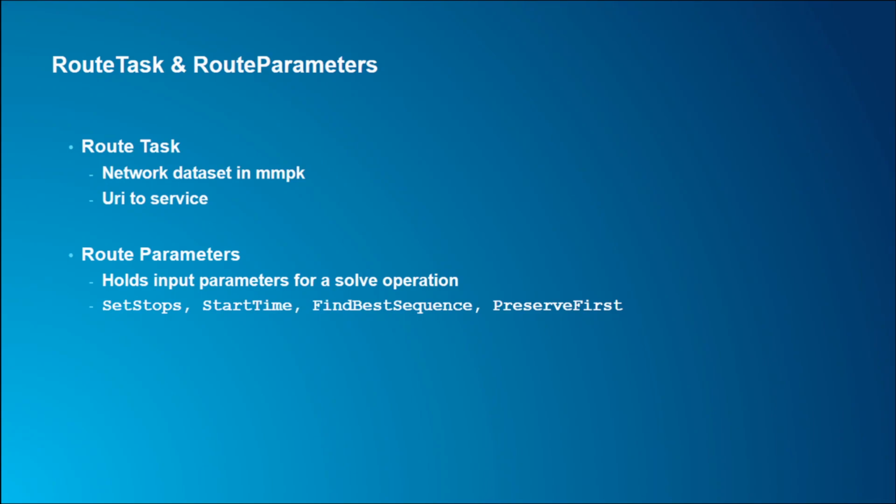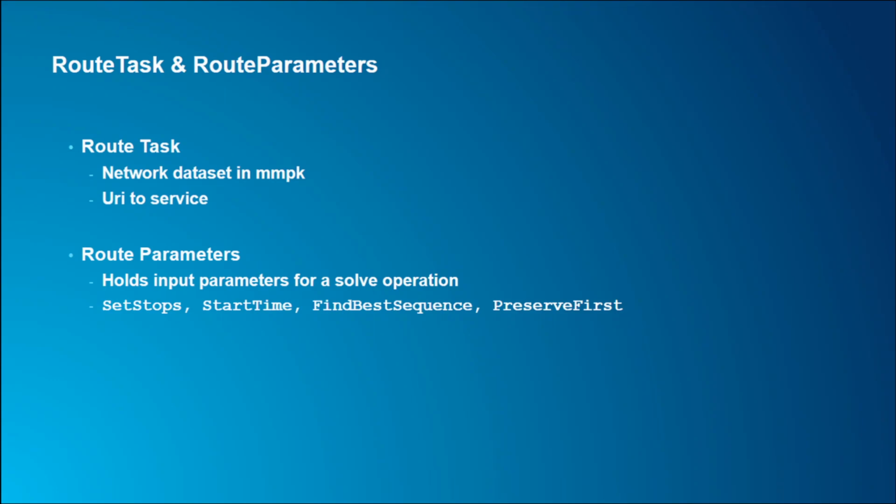The route task gets created either from a network data set that lives in your mobile map package, or you can point to a URL for a service. And the routing parameters, that's an object that's going to hold all the inputs for a solve operation. So you pass that back into the route task to solve. In particular, you want to set stops on it.